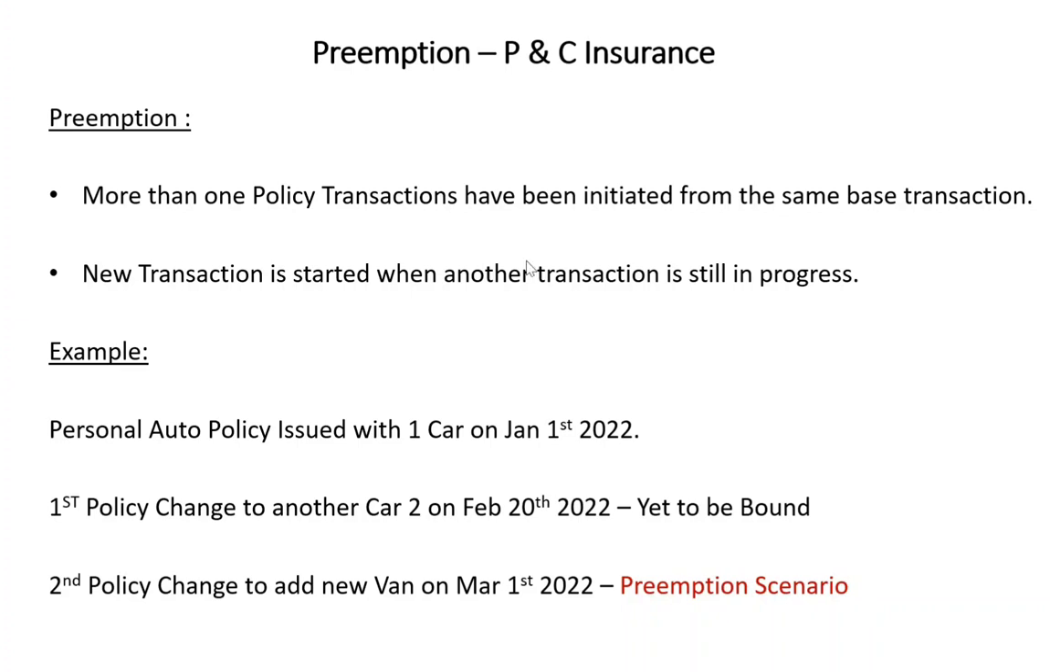So the goal here, by definition, is that anytime there is more than one policy transaction initiated from the same base transaction. In this example, the first policy change was initiated from the base transaction, which is nothing but the policy that was issued on January 1st, 2022. Even the second policy change got initiated from the base transaction because the first policy change was not issued on time. The second definition: a new transaction is started when another transaction is still in progress. When the first transaction is still in progress, a new transaction got started on March 1st. So whenever this scenario happens, you have to use this preemption concept to handle it.